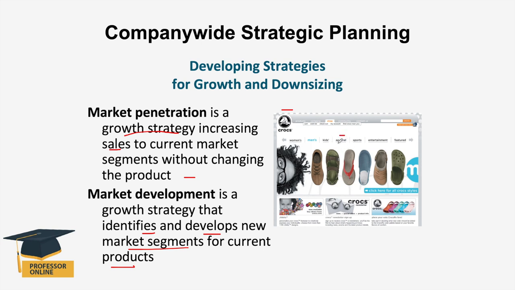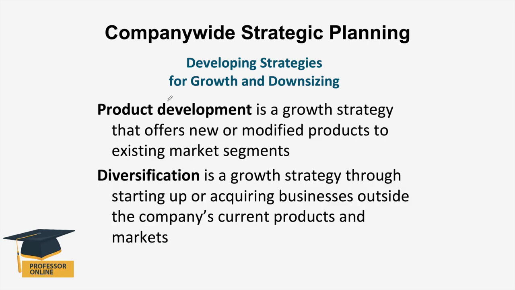I think they're not making apparel anymore in most of the markets. They're sticking to shoes because apparel did not work well. And also entertainment. That's very strange because I did not know that Crocs are also focusing on the entertainment side of it. So that's actually a market development strategy. Product development, on the other hand, is a growth strategy that offers new or modified products to existing market segments. So the market already exists. You have a new product or a modified product, and you're offering that product to that particular market. Again, going back to the mobile phone example, the market already exists. You are coming up with a different camera, a different screen, and you're offering that product to that particular market, and that is called a product development strategy.